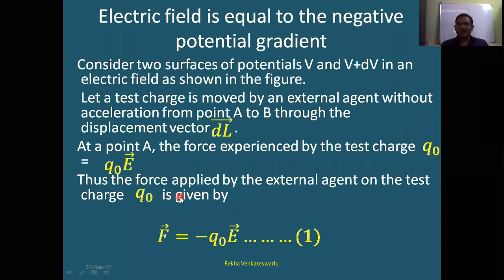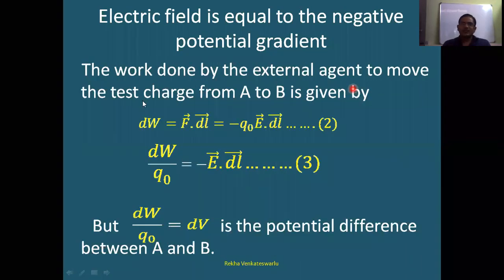The force applied by the external agent in taking the test charge Q naught from A to B is F bar equal to minus Q naught E bar, equation 1. Therefore, the work done by the external agent to move the test charge from A to B is given by dW equal to F bar dot dl bar. Here F bar equal to minus Q naught E bar, so dW equal to minus Q naught E bar dot dl bar, equation 2.